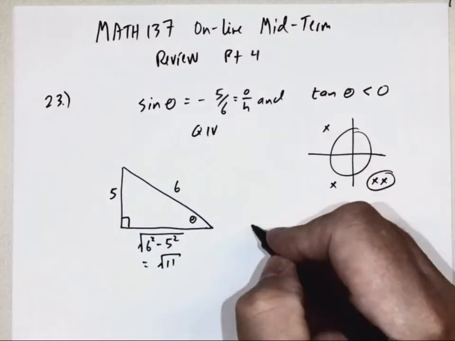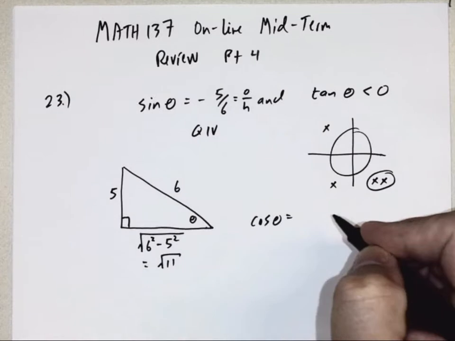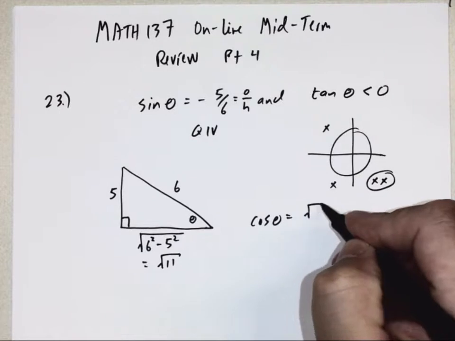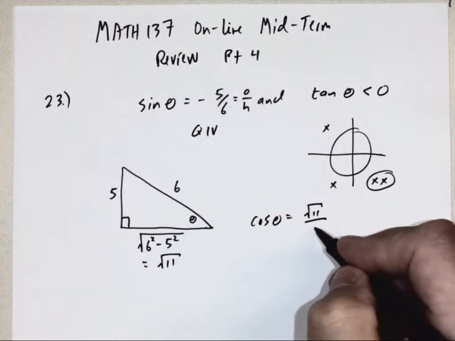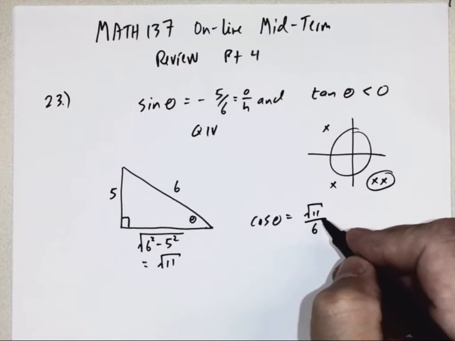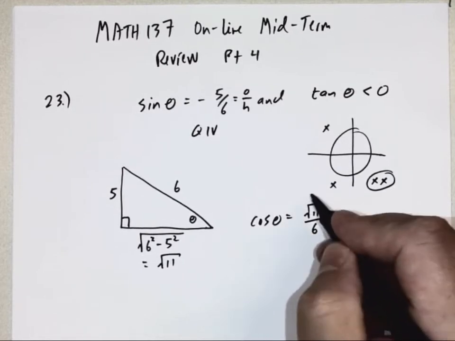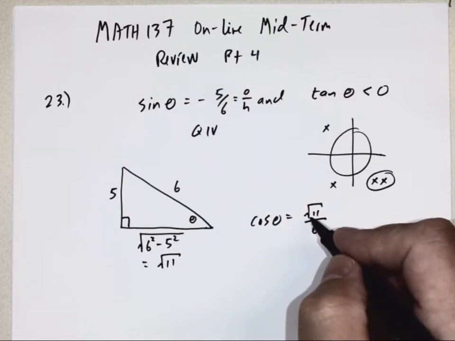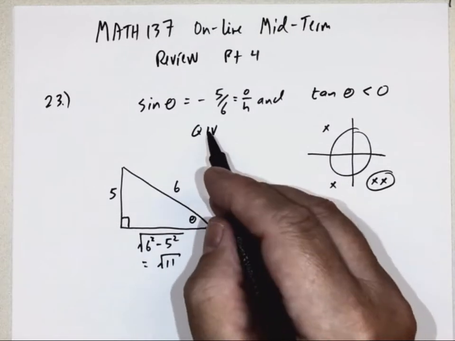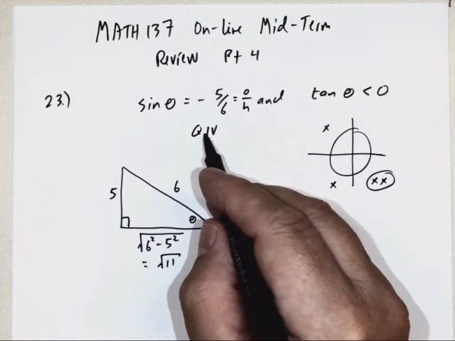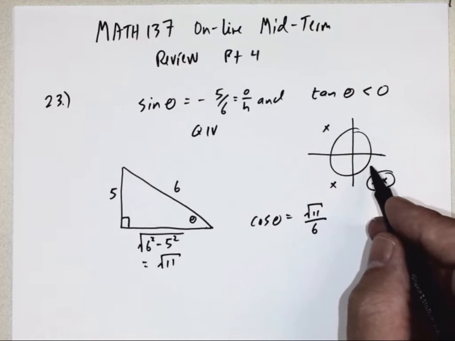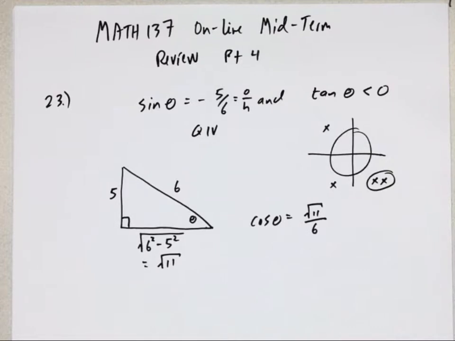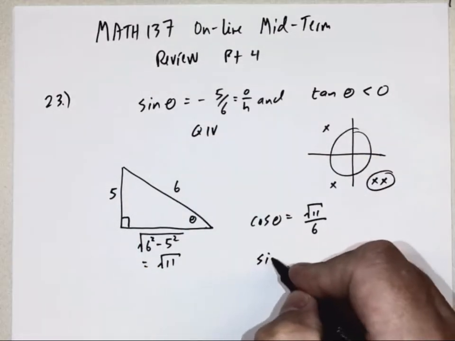I already know sine. Cosine, so CA, adjacent over hypotenuse. Adjacent is square root of 11. Hypotenuse is 6. Now don't forget, this allows me to find the value, but the last step is determining whether this should be positive or negative. I know my angle's in quadrant 4. What is the cosine in quadrant 4? Cosine is actually positive. So cosine of theta is square root of 11 over 6. I already know the sine of theta, let me just rewrite it.